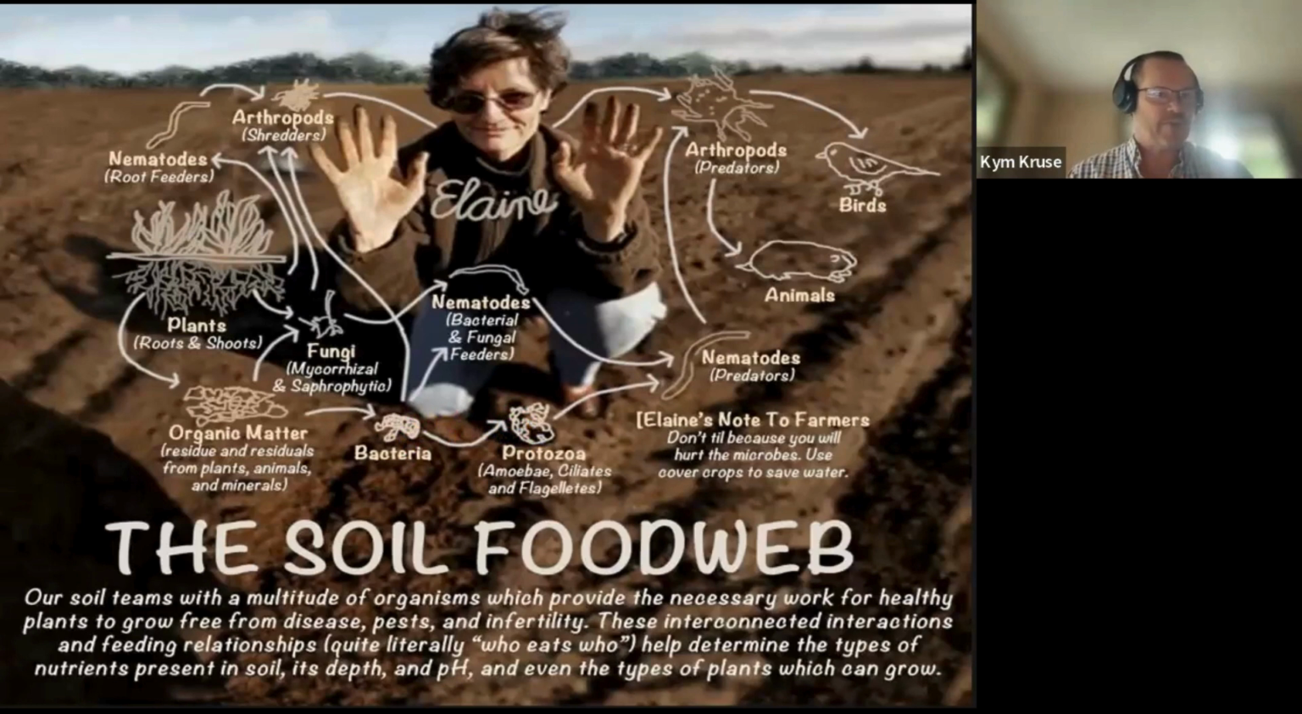Conversely, if you don't have protozoa in your soil for whatever reason, whether it's compaction or not enough organic matter or whatever, it doesn't really matter, but if you don't have them, then these little bacteria are floating around with all this nitrogen, but nothing's eating them to release it. So those sorts of interactions are happening across the board with all of these organisms.